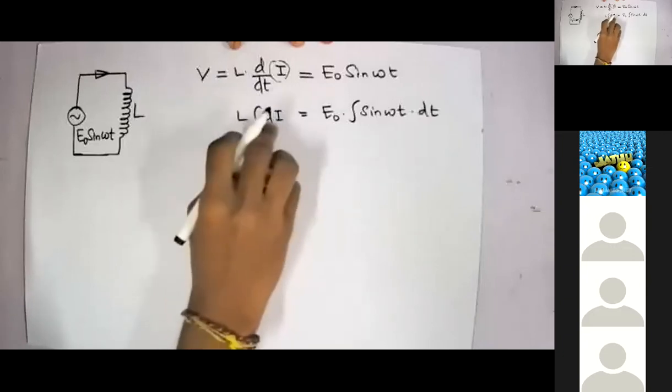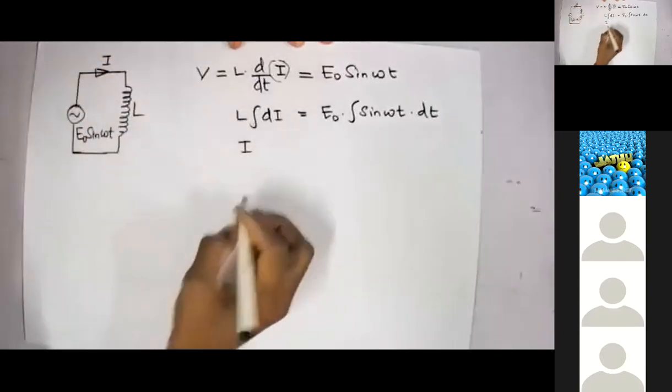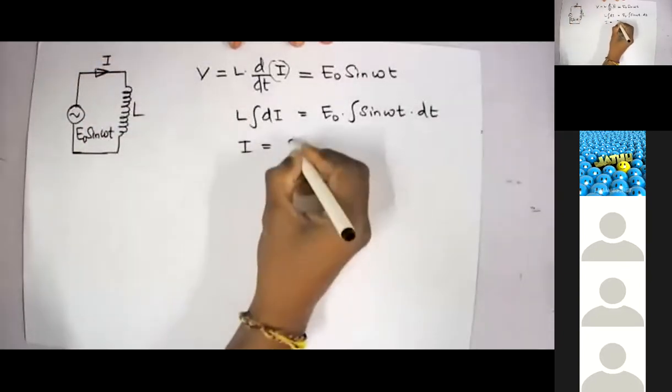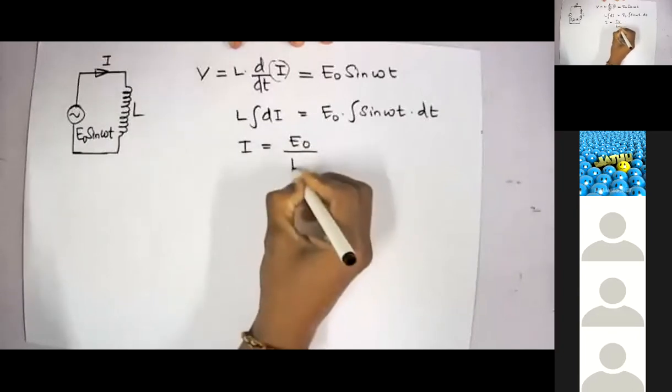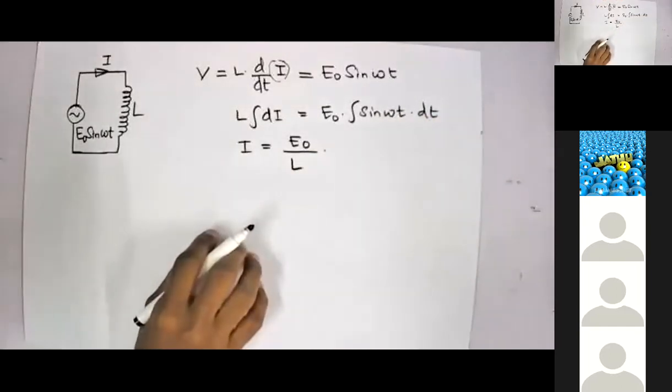So what is integration di? It will be your I, the current through this one. So I can write I as equal to E naught divided by L into integration sine omega t dt. What is integration of sine omega t dt? Minus cos omega t divided by omega. Am I right?